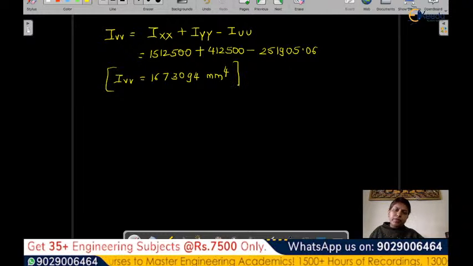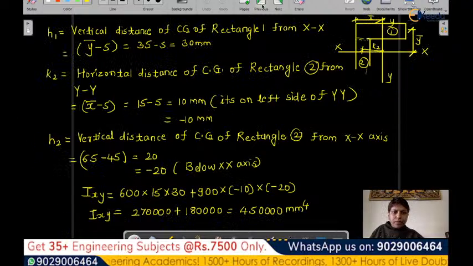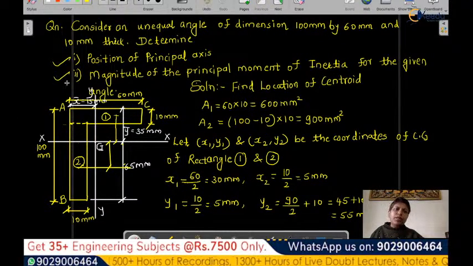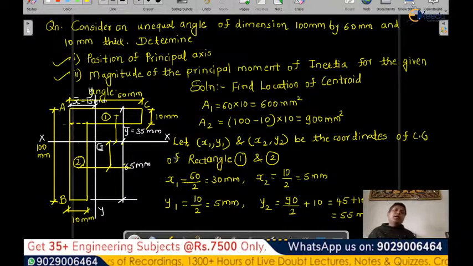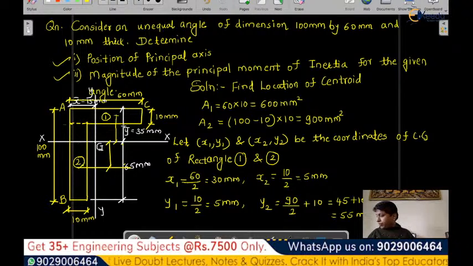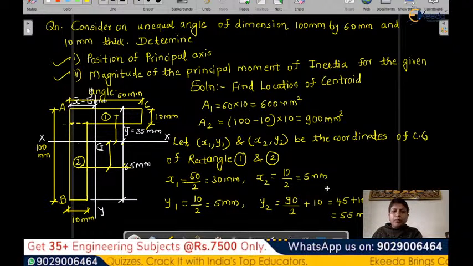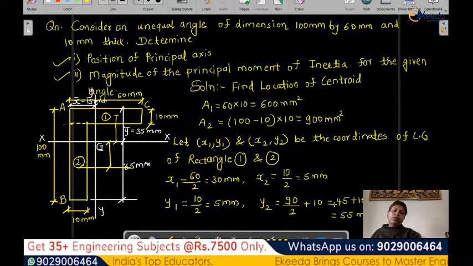So this was a question on unsymmetrical bending. We were asked to calculate the position of principal axis and the magnitude of the principal moment of inertia for this given angle. Hope you have understood this question, and in case of any doubt, please see the number scrolling on your screen.